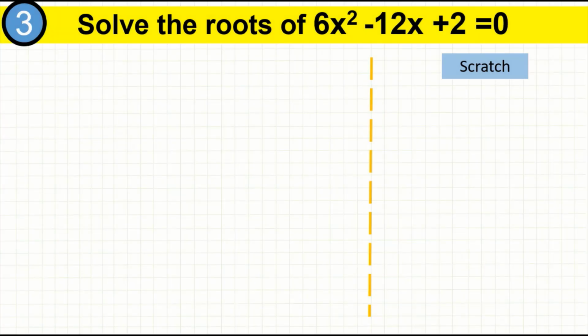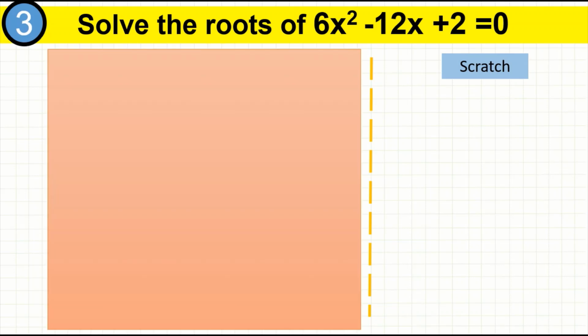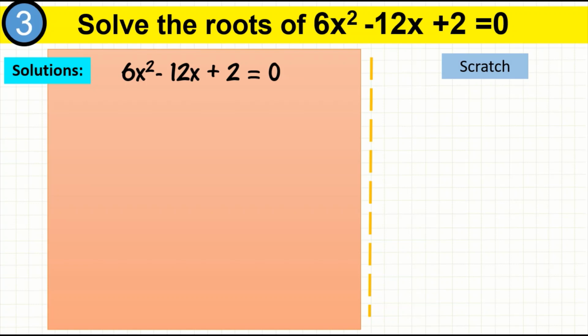Example number 3. Solve the roots of 6x squared minus 12x plus 2 equals 0. So, we all know that we can simplify this kind of trinomial. But before this, let us check if the given value of a dun sa equation natin is 1. Since ang a natin is not 1, we should divide both sides of the equation by the value of a, which is 6. Kapag dinivide na natin both sides yan, so we have 6 divided by 6 equals 1.